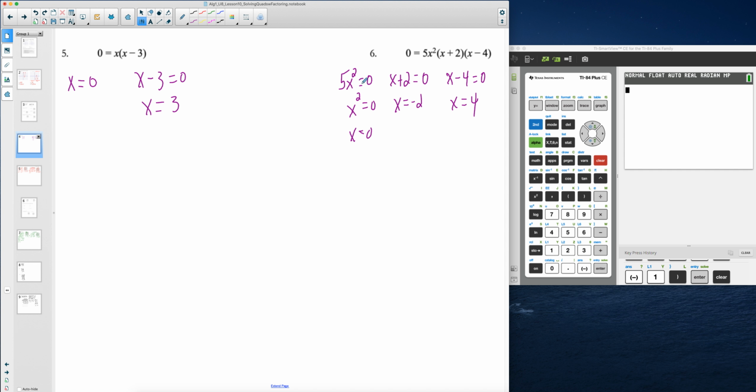So 5 times what is 0? That means x squared has to be 0. What number squared is 0? That would be 0. If x plus 2 is equal to 0, that means x has to be negative 2. If x minus 4 is equal to 0, that means x is equal to 4. So we get 3 solutions here.